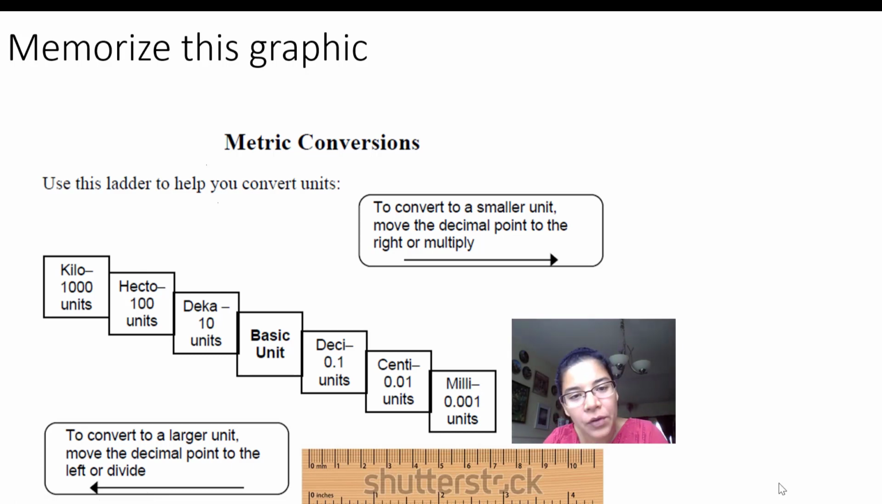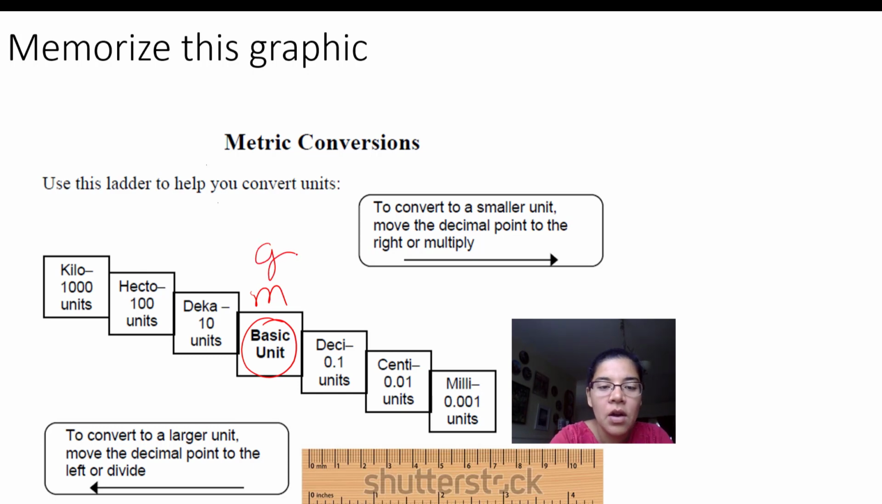All right, a quick little micro lecture on understanding this diagram. Okay, you start with the base unit. Whether you're talking about distance, the base unit would be the meter, or weight, the base unit would be grams, or volume, the base unit would be liters. Start with the base unit, and everything to the left of the base unit is bigger. Everything to the right is smaller.